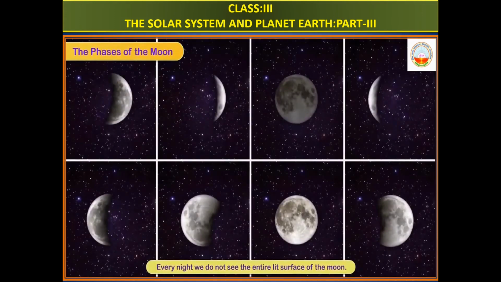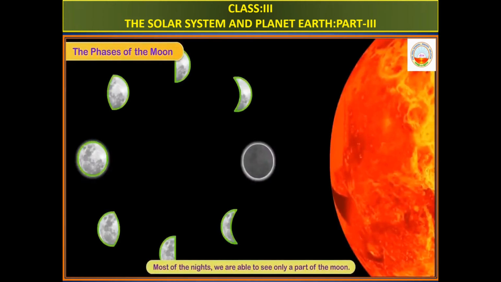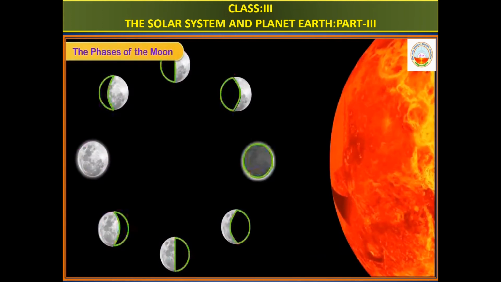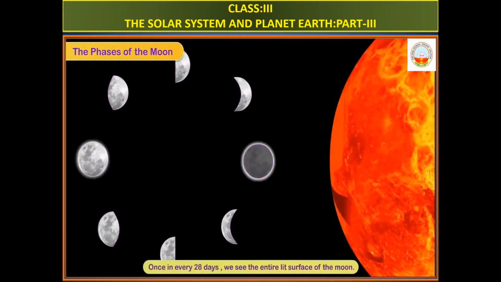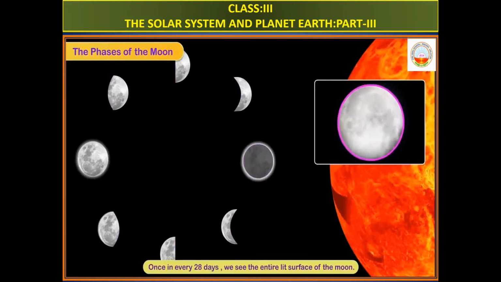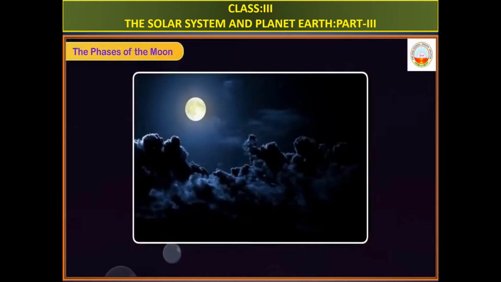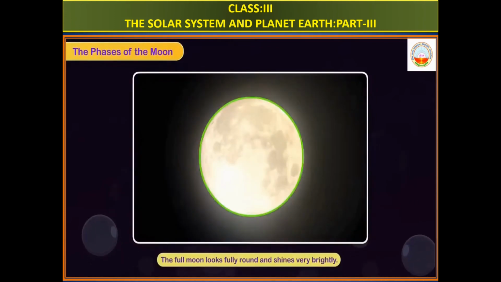However, every night we do not see the entire lit surface of the moon. Most of the nights we are able to see only a part of the moon, while the part that is not lit by the sunlight appears dark. Once in every 28 days, we see the entire lit surface of the moon. This is called the full moon. The full moon looks fully round and shines very brightly.